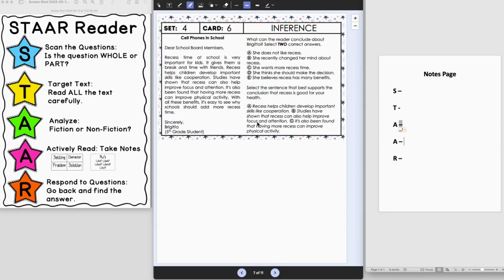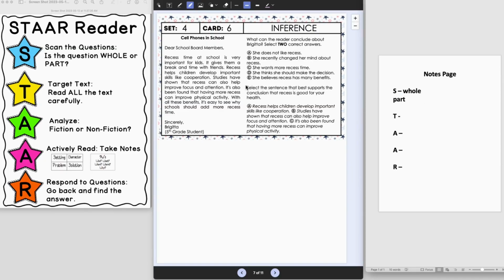Let's work on another example. We'll begin again by scanning the questions. What can the reader conclude about Brigida? Select two correct answers. So we need to be focusing on Brigida and her character. That's going to be a whole question. Select the sentence that best supports the conclusion that recess is good for your health. This one is going to be a part, and we're going to go back and have to look at exact sentences in the text.